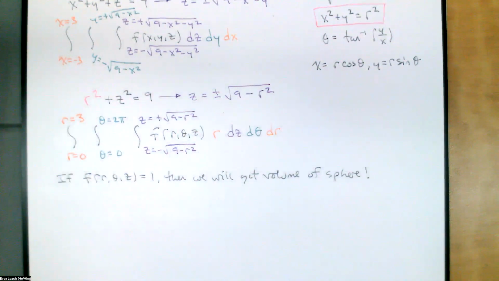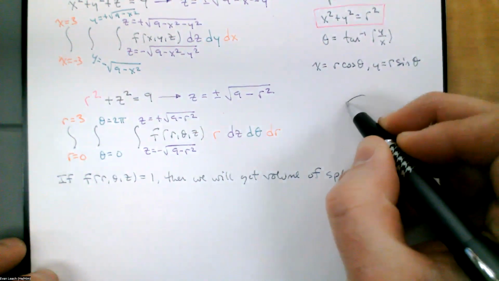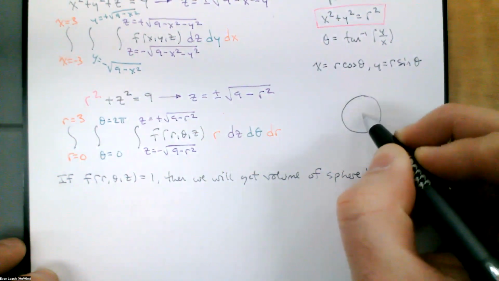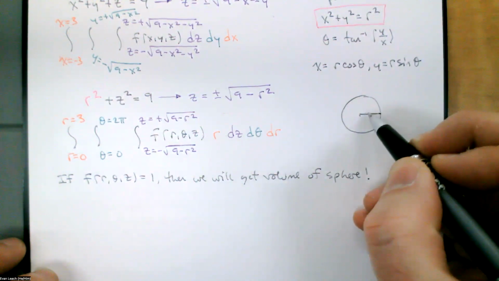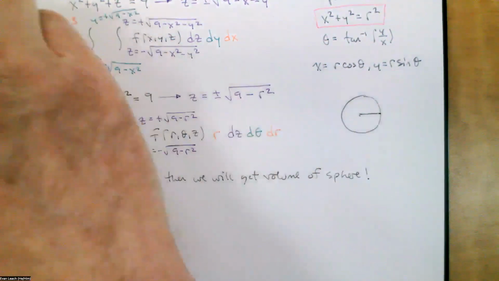Any questions on the setup? What's r between? What's theta between? What's z between? The z is just the bottom minus square root and the top plus square root. If we look at this from the top and we want to describe a circle of radius 3 in polar coordinates, r goes from 0 to 3 and theta goes from 0 to 2 pi.